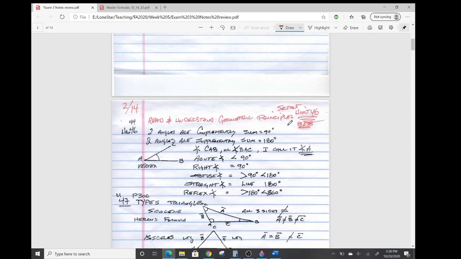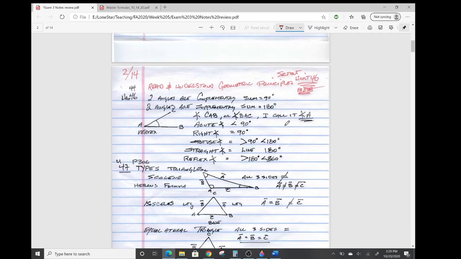So we want to read and understand geometric principles. That would be Unit 46. I'm going to go ahead and put these Units 44 and 46 up in the week, probably week 4. I'll send you an email. You'll already know by now.